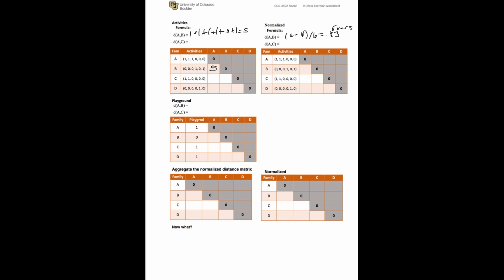Playground was already binary, so doing the distance between them is just going to subtract them. Then aggregate the normalized distance values, here at this bottom table, and add up the values from the previous tables. I'm going to fill out the normalized distance matrix, the aggregate, as well as normalizing those values, and you can use that to check to see if you're on the right track. I'm leaving blanks for you to practice and see if you can get to the right values.